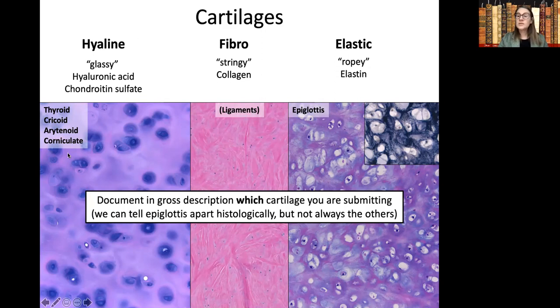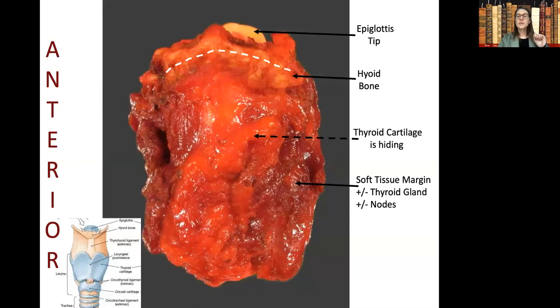Therefore, when we're discussing our gross description, we always want to document which cartilage we're submitting in those sections, especially if it's not the epiglottis, for us to know exactly what anatomic region we are in, if that makes sense. All right, so here's our view of the laryngectomy specimen from a patient with all of the soft tissues kind of obscuring all of those underlying cartilages, but with the diagram here for your reference.